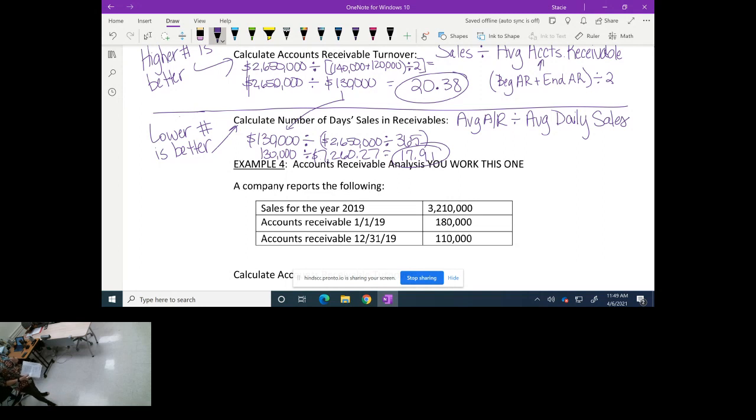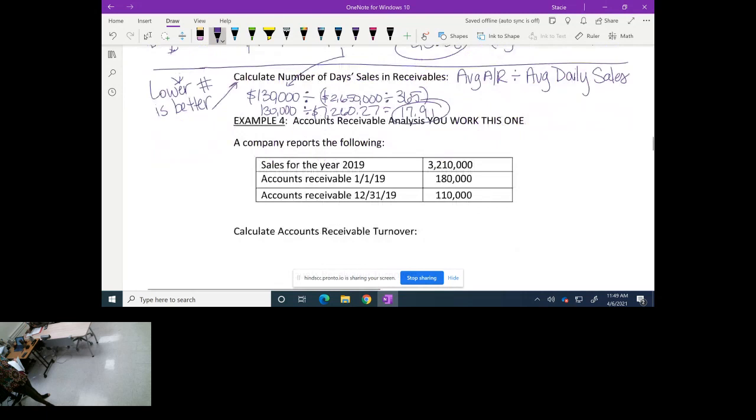Now in this case, a lower number is better, because it's kind of like the turnover. It's telling you essentially how long it is taking you to collect these things. So you want a lower number there. Higher number for turnover, lower number for the days, okay? So just make sure you take note of which one's better. All right, y'all do the next one.